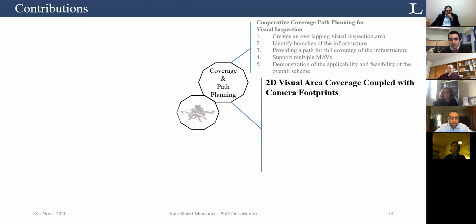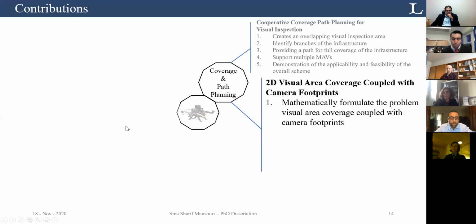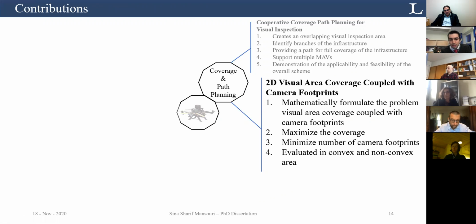So what I did is that I considered a formulation for camera footprint in the coverage problem in order to maximize the coverage and minimize the number of camera footprints. And I evaluated it in the lab environment on convex and non-convex areas.